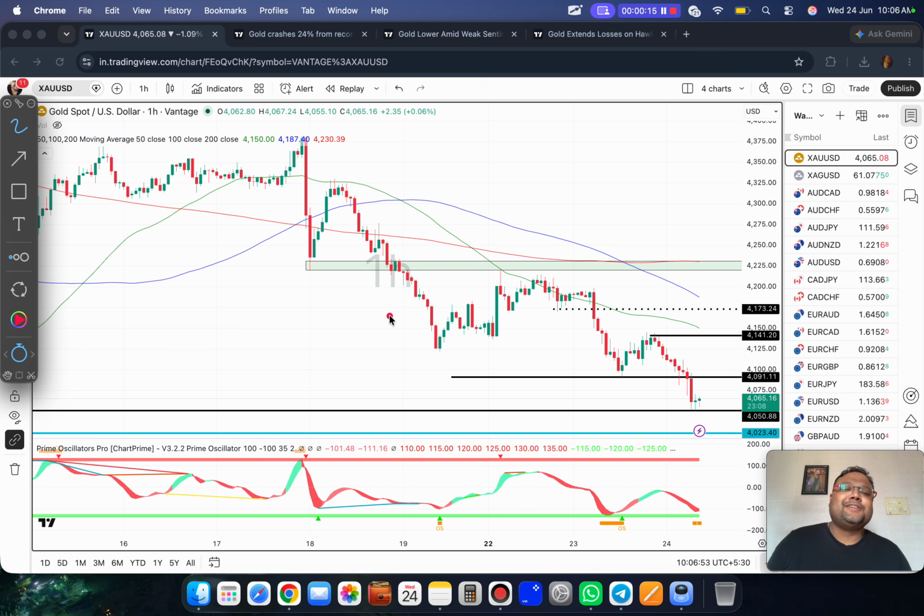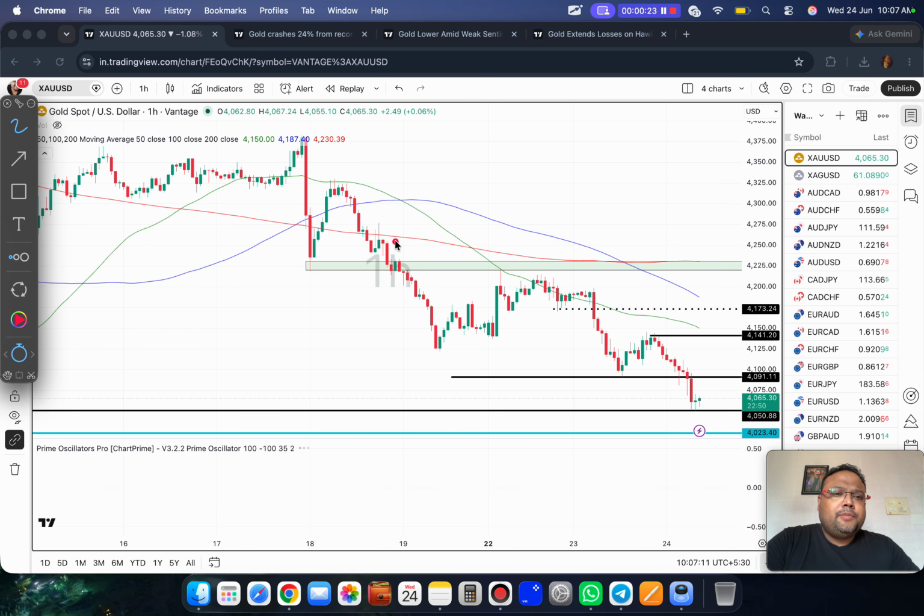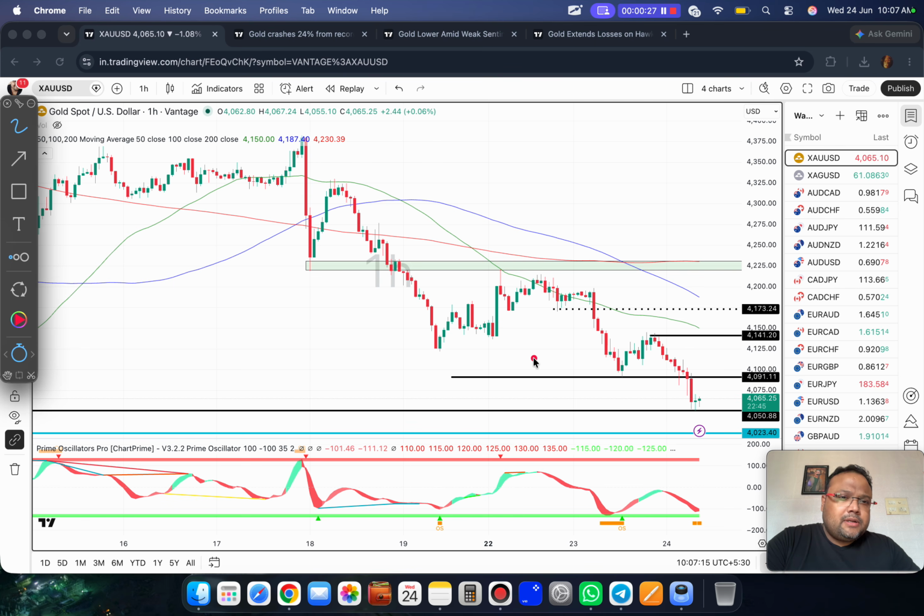So let's get started. My dear friends, this is the 15-minute chart of gold in front of us, and as anticipated, sellers are still dominating the market. Yesterday we discussed the selling opportunities. Hope you made some money, and if you're part of our WhatsApp group, I believe you made some more profit, because we also discussed a selling opportunity below this area.